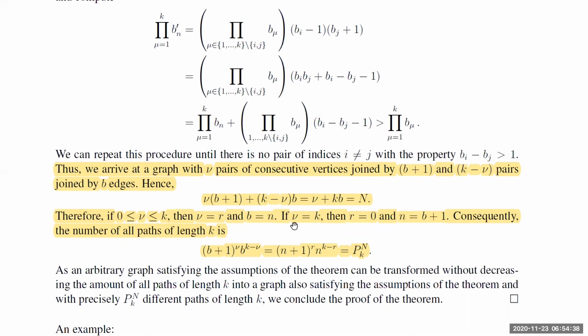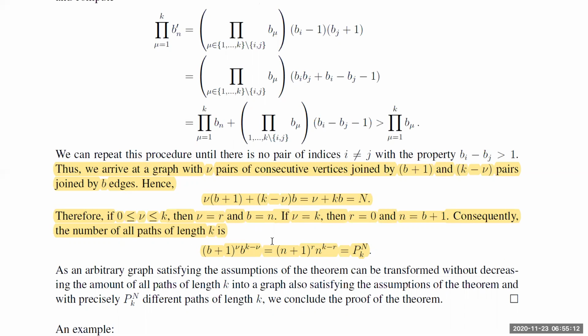Otherwise, if mu is equal to k, which is also allowed, it should be just a separate case. This should be a sharp inequality. If mu is equal to k, well, then it's obvious that n is divisible by k. And if n is divisible by k, then the rest is equal to 0. And the result of this division is, of course, b plus 1. So consequently, the number of all paths of length k, of course, as it must be, is b plus 1 to mu times b to k minus mu. That's just by the definition of b and mu.